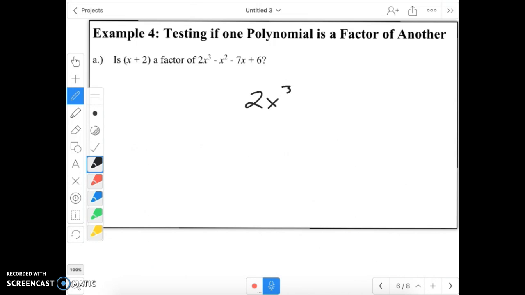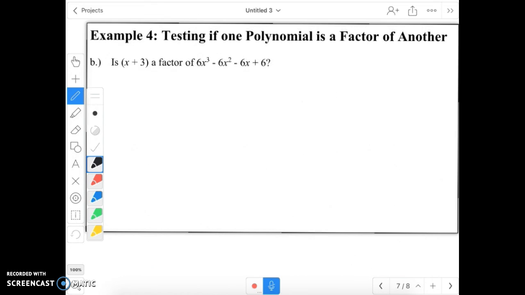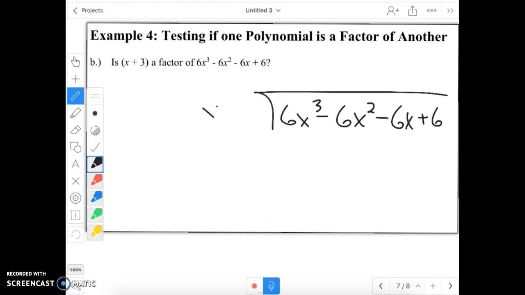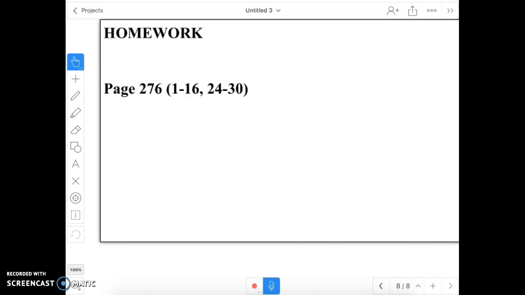So we just rewrite, we have x cubed, x squared minus 7x plus 6, and x plus 2. That would be our setup here. And for the next one, lots of 6s. That's our setup on this one. So we don't have to put in any 0 terms since those both had everything in descending order.